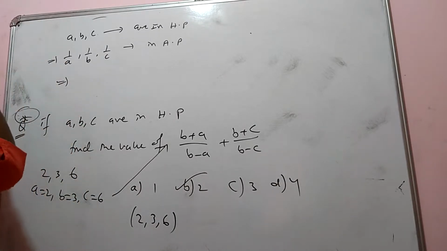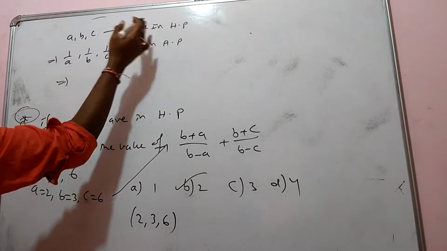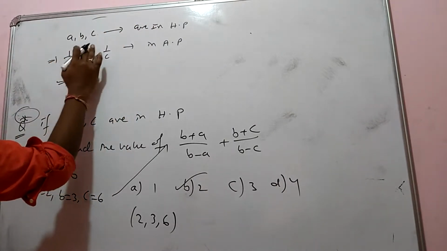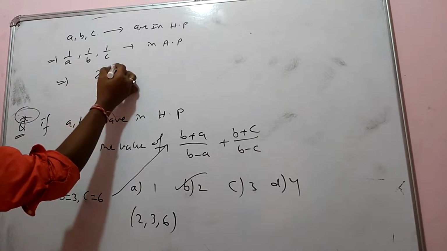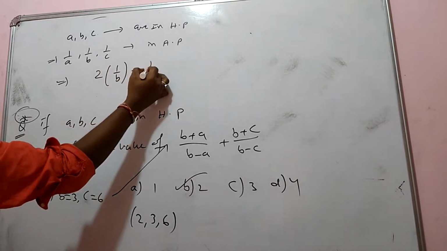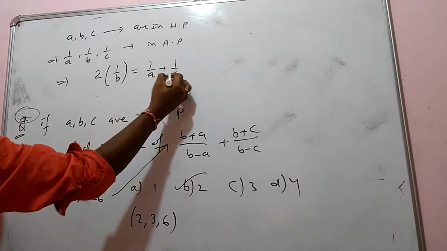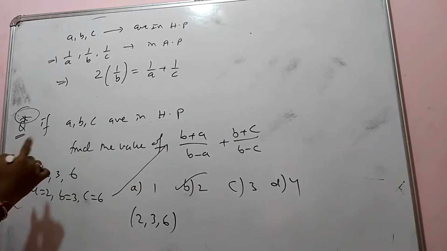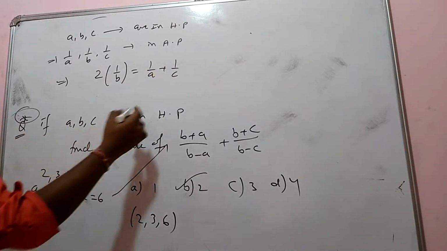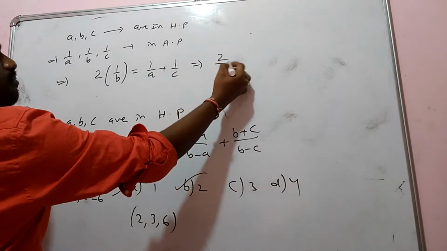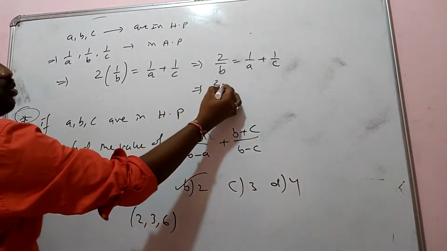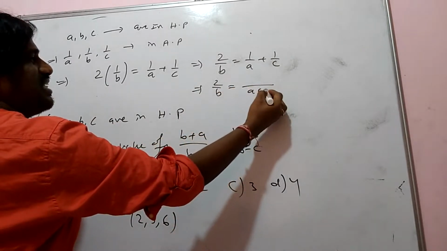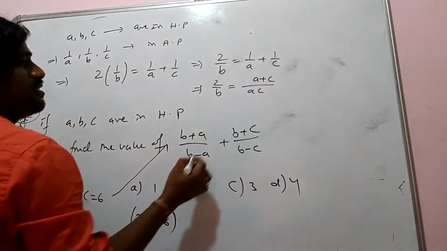But if you are solving method-wise, what happens here? A, B, C are in HP, then 1 by A, 1 by B, 1 by C are in AP. The AP condition is: 2 times the middle term is equal to the sum of the first and last terms. So 2 by B is equal to 1 by A plus 1 by C. If you simplify this, 2 by B is equal to, I am going to get AC here and A plus C.